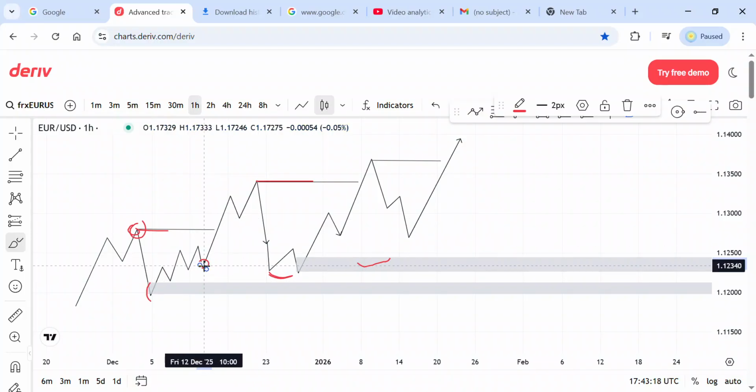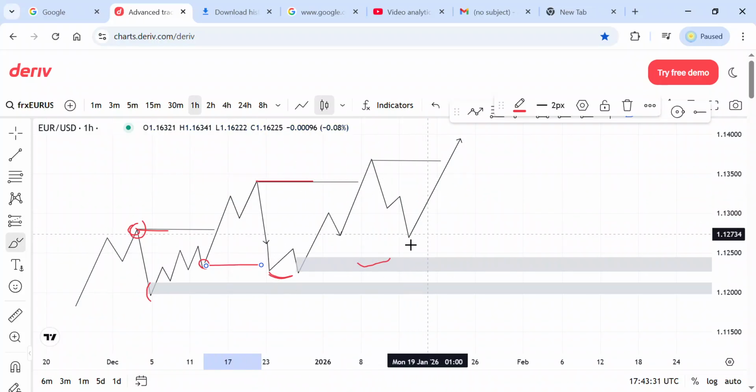So market took out this inducement. This is a minor inducement, and you already know a minor inducement is the kind of inducement that you will see before a breakout, like before a breakout structure. So this is a minor inducement. Market took it out, then broke out again. As you can see, market took this inducement out too.